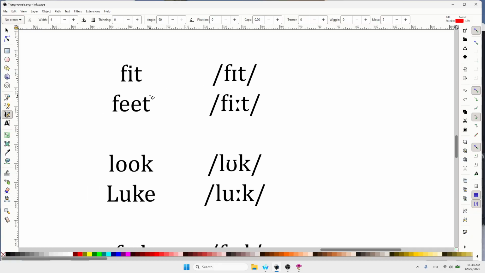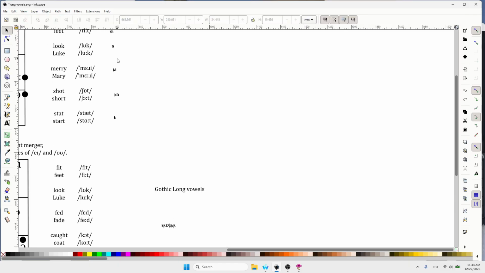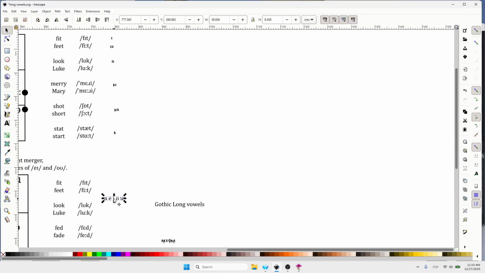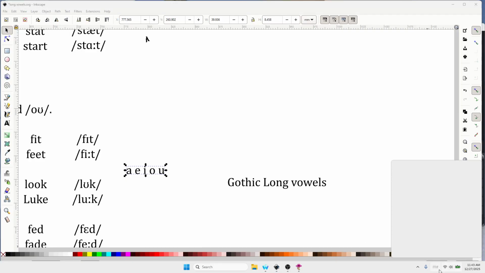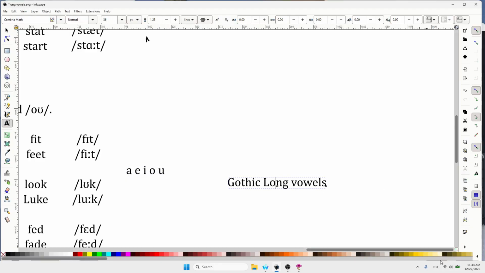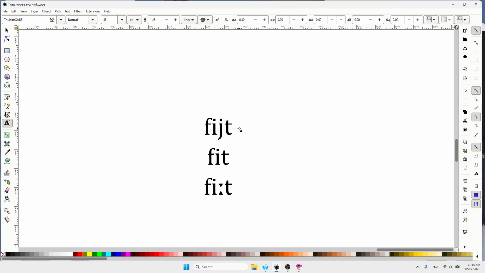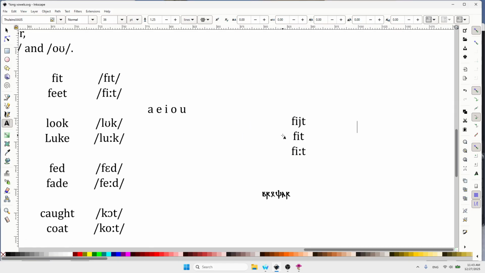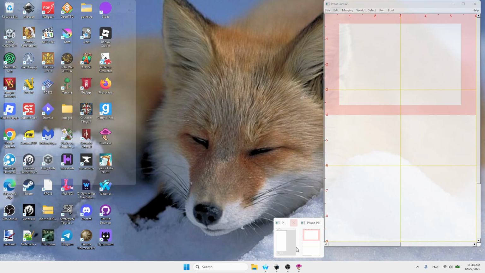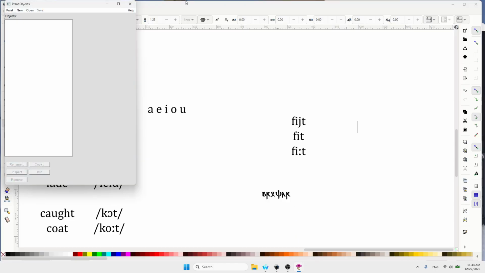I'm not sure exactly how I say feet. It could be like this. I'm not sure which one I pronounce it like. I can open Praat and try to record mono sound.